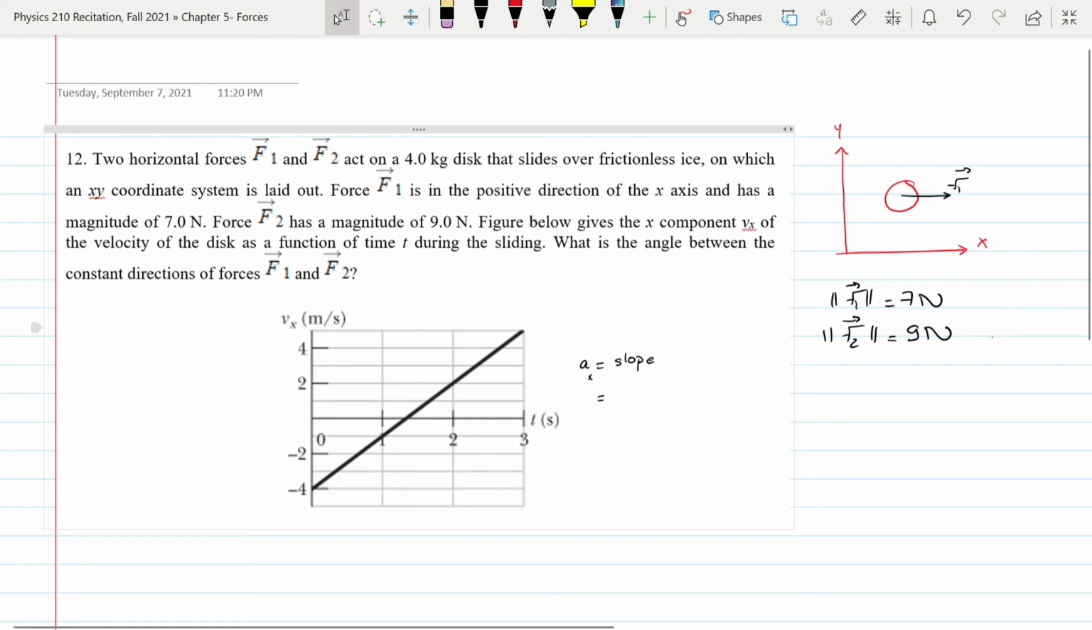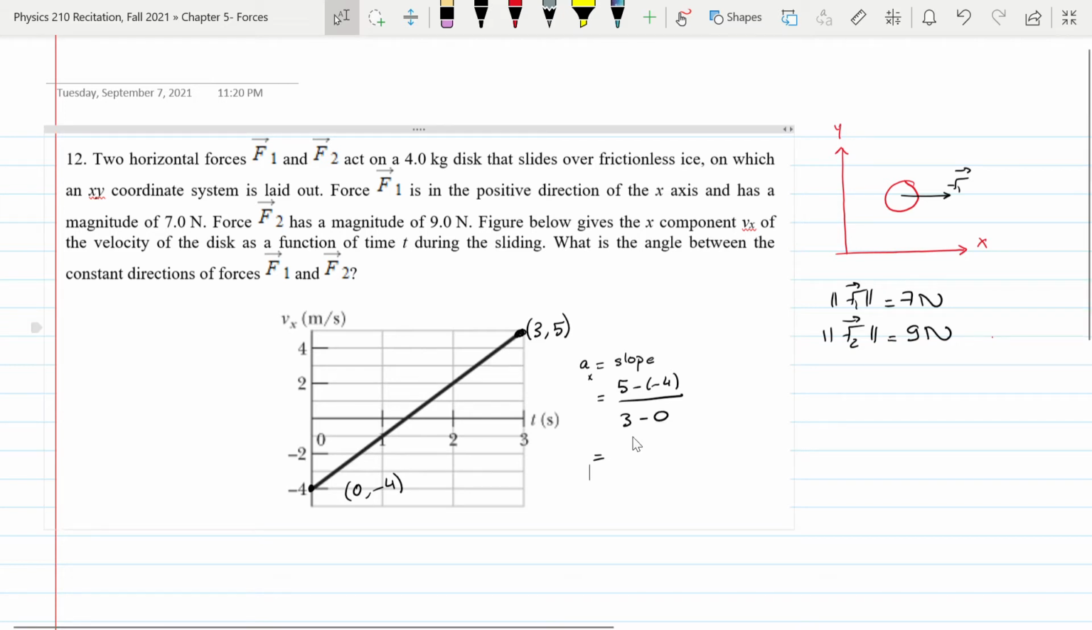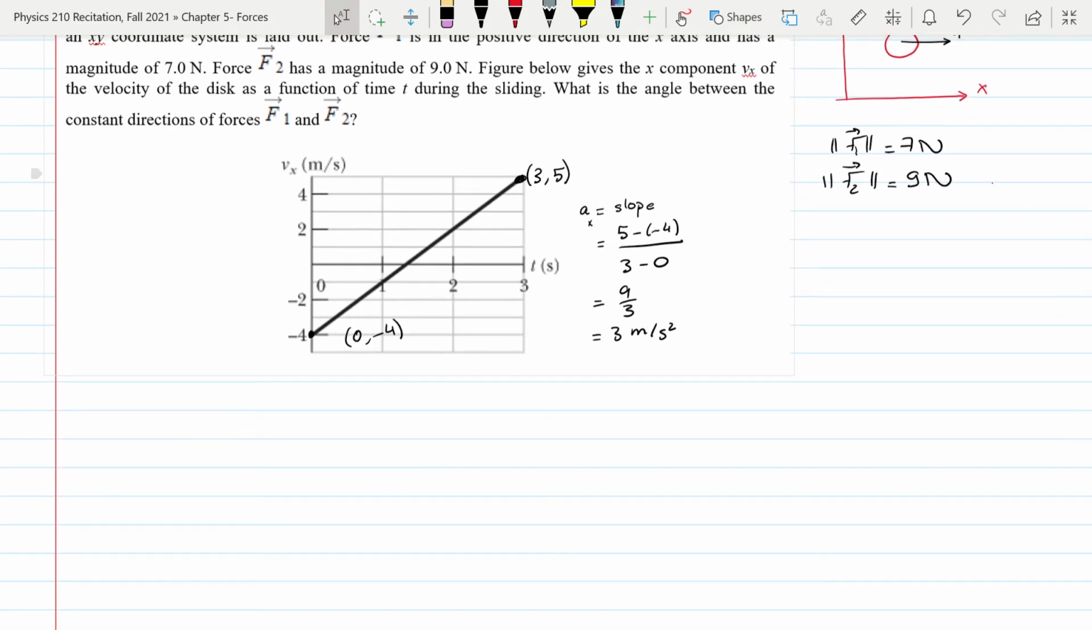So we can just take any 2 points. I'm going to consider this point here, which is 0, minus 4, and this point here, which is 3, 5. And I can deduce the acceleration from the graph. Okay, so we got the value of the acceleration.